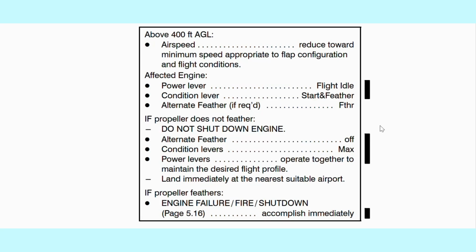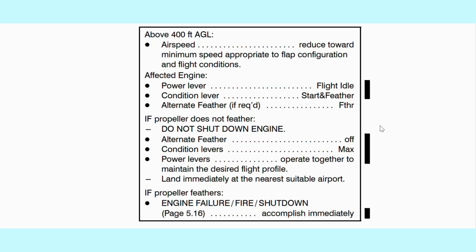And then you look at the affected engine: power lever flight idle, condition lever start feather. Has it feathered? That's a very important thing. You don't just go start and feather, then you go to alternate feather. The alternate feather is a secondary means. If your primary means of feathering using the condition lever has not feathered the propeller, then you do the alternate feather. Okay, and then you say yes or no.